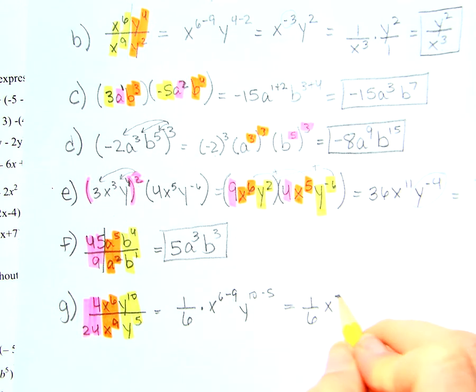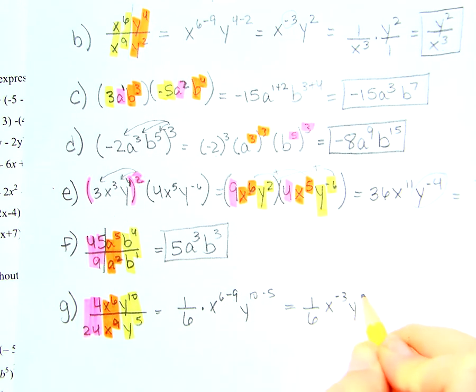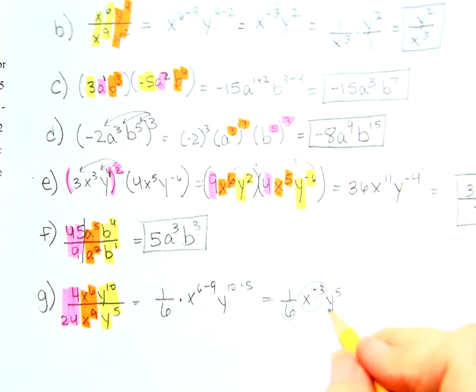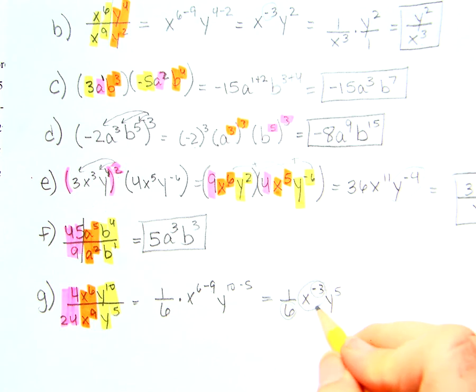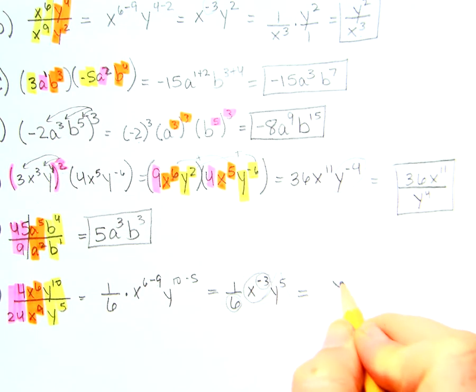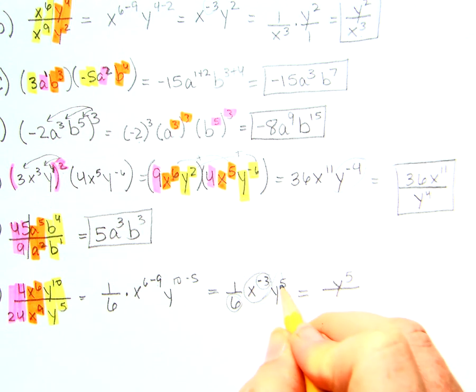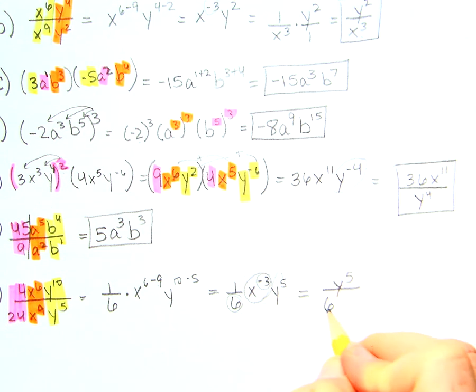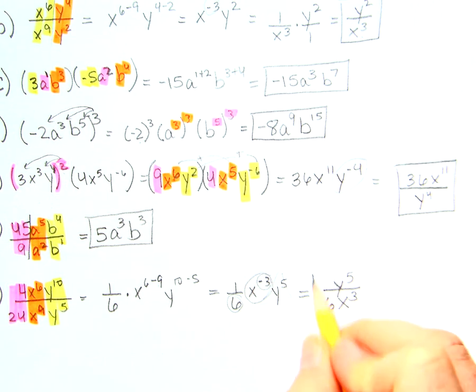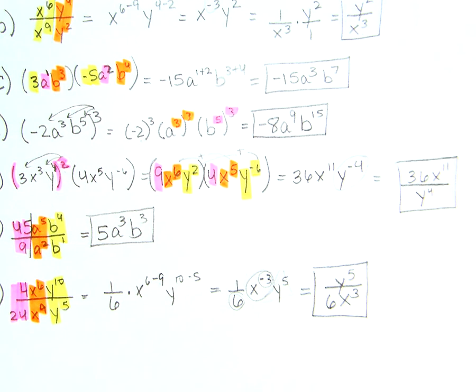6 minus 9 is negative 3. 10 minus 5 is y to the 5th. 6 is in the bottom of the fraction because it's 1/6. A negative exponent's going to put this whole thing in the bottom of the fraction. Positive exponents means this guy's going to stay in the top of the fraction. Okay? So in the top of the fraction, I have y to the 5th because it had a positive exponent. 6 goes to the bottom of the fraction because it's a denominator in the 1/6. X to the third goes to the bottom of the fraction because it's negative. And that's my final answer.